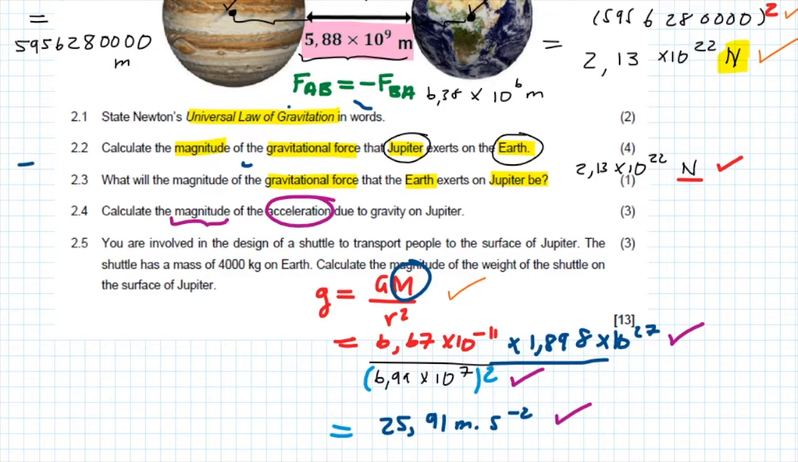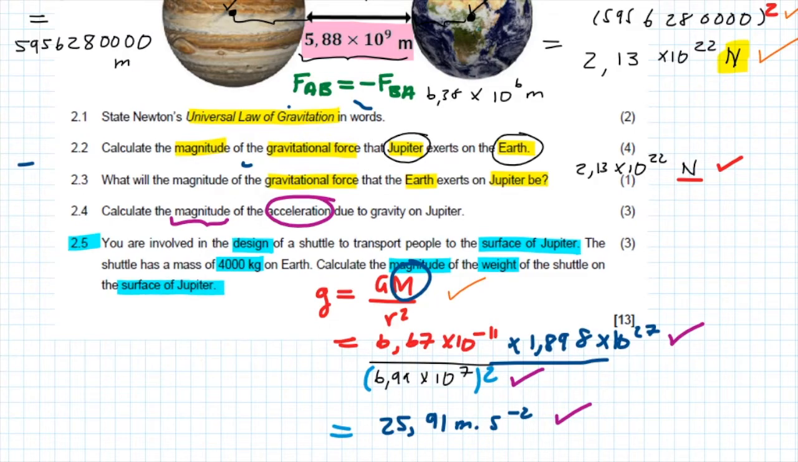So now we go on to question 2.5, which says, you are involved in the design of a shuttle to transport people to the surface of Jupiter. The shuttle has a mass of 4,000 kilograms on Earth. Calculate the magnitude of the weight of the shuttle on the surface of Jupiter.